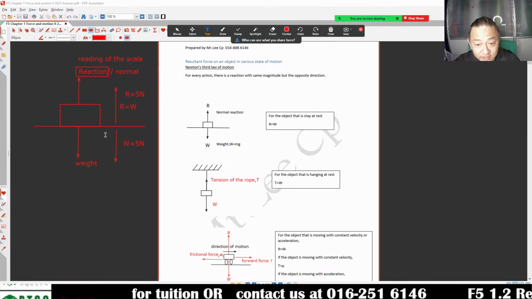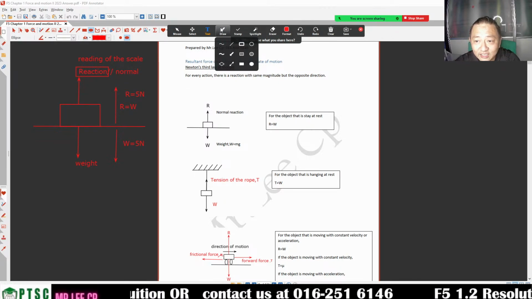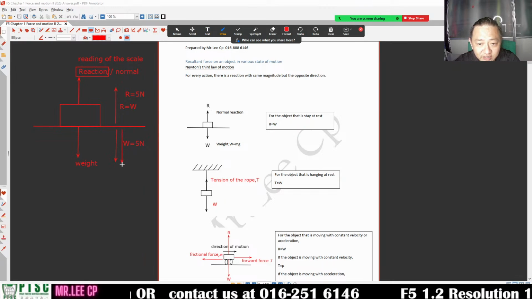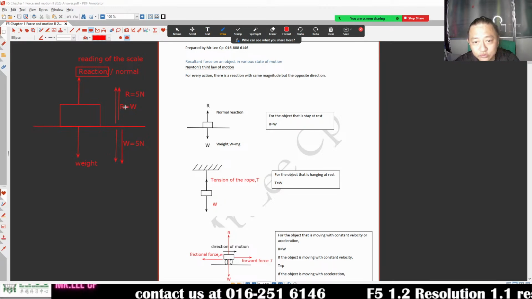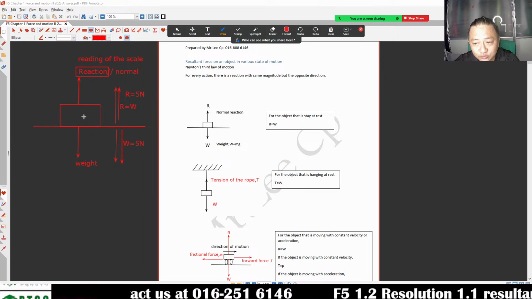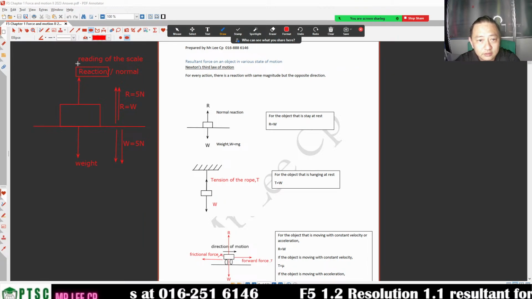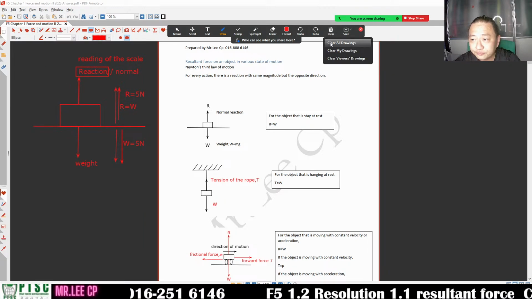So this is what we learned last week. If I increase the weight, this one becomes 10 Newton. So this one is going to be 10 Newton, right? If this object is not moving, all right? This is what we learned last week.